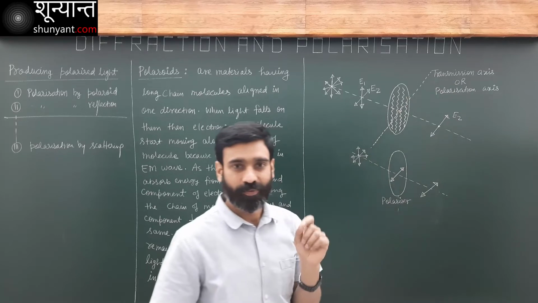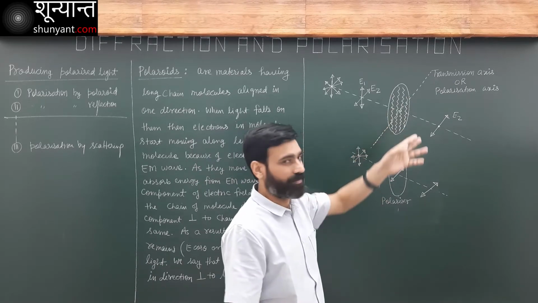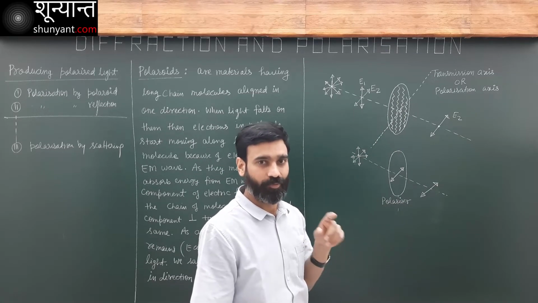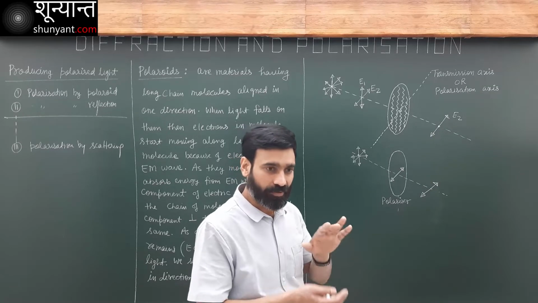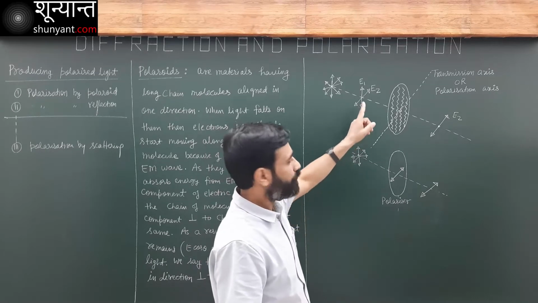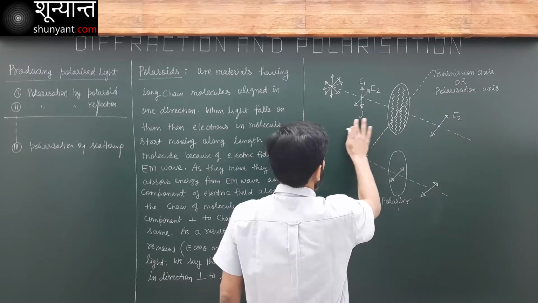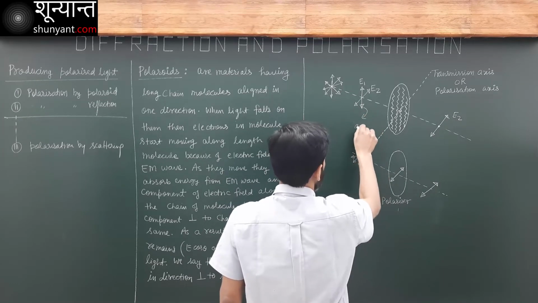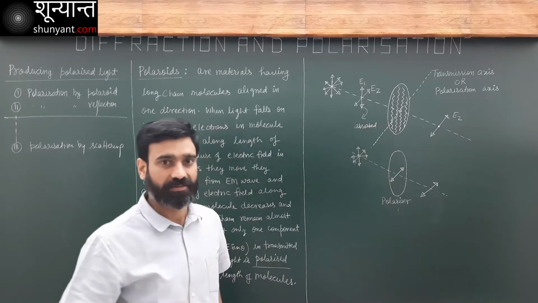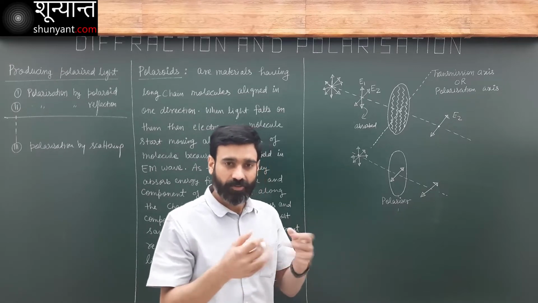So which component will be absorbed? The electrons are moving along the length of the molecule. They are absorbing energy from the EM wave, so the electric field is going to diminish. Which component will they absorb? They will absorb this component. This component is absorbed. It diminishes. And if it is a perfect polarization, it will become zero.